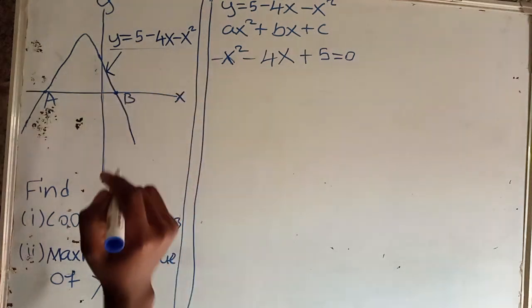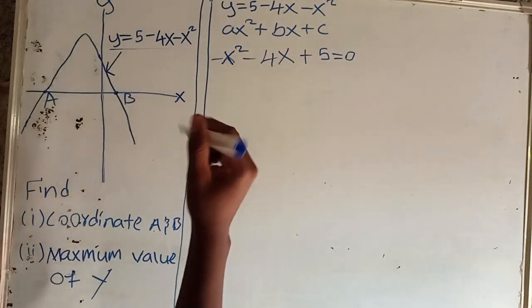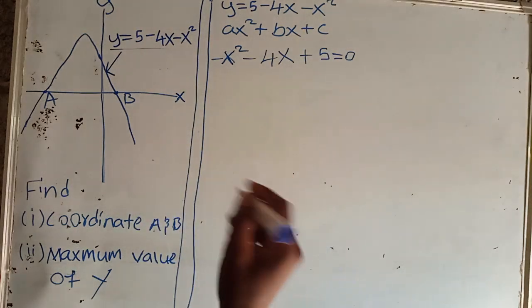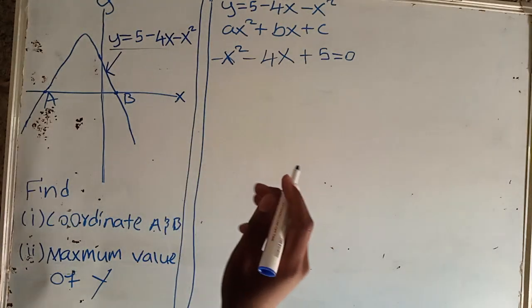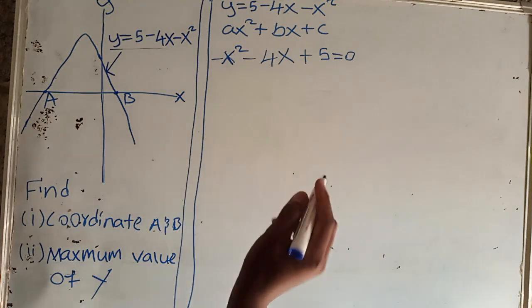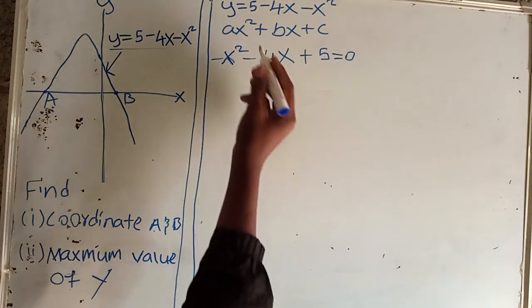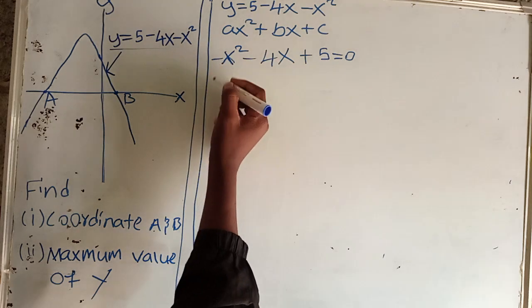Once you have done this, you find the two values of x using any method you are comfortable with. As for me, I'll go with the completing the square method. So here we have a challenge. We have a negative x squared. So we have to get rid of this negative here.